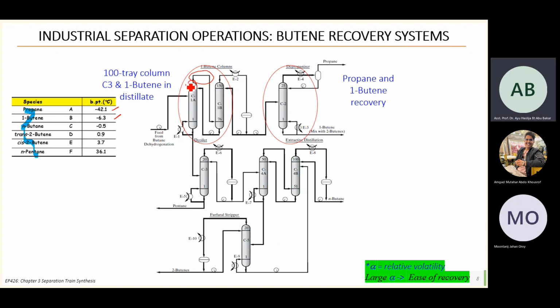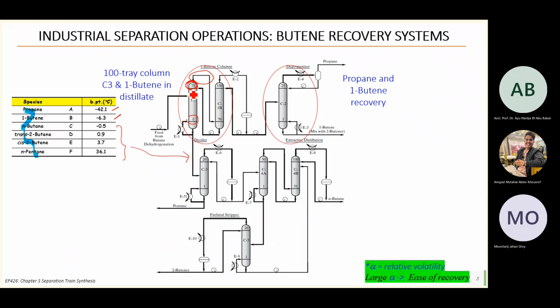You notice the temperature. I assume this is temperature, because it doesn't mention the unit. So here 75 degrees C, and down here is 1 degree C. That's why propane and butene will go to the top. Then this whole thing is in this feed: butane, trans and cis butene, and N-pentane.